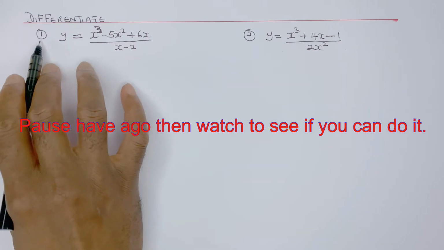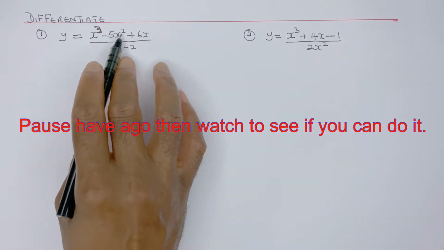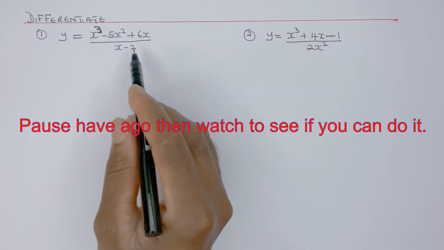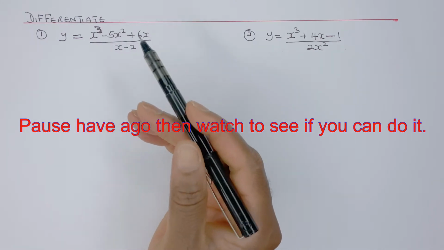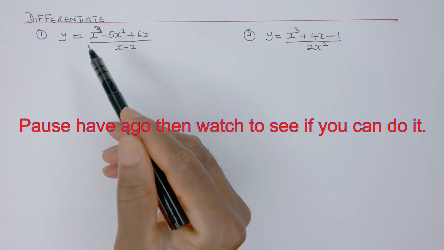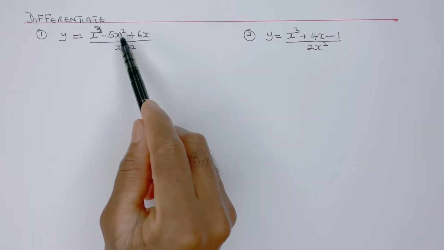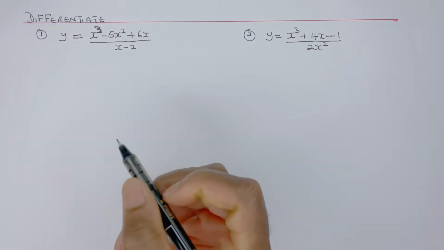Differentiate. 1. y equals x cubed minus 5x squared plus 6x, divided by x minus 2. Well, the denominator is a factor, so it may be necessary to check if we might have the same factor in the numerator so that they can cancel out. So why don't we do that?